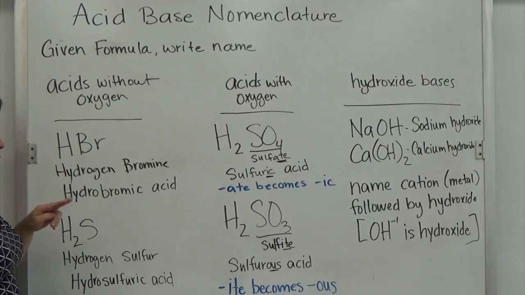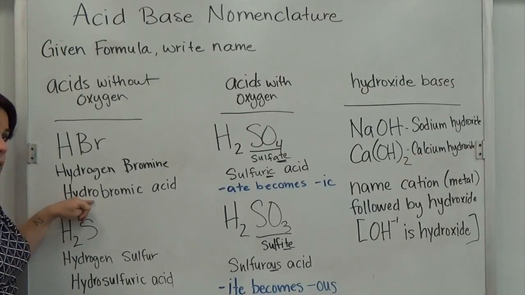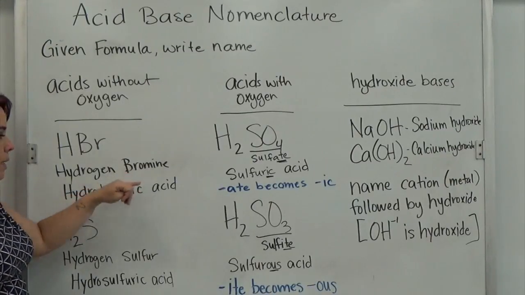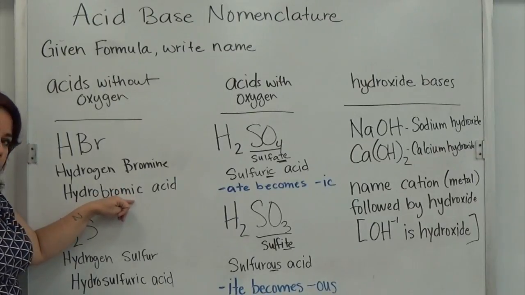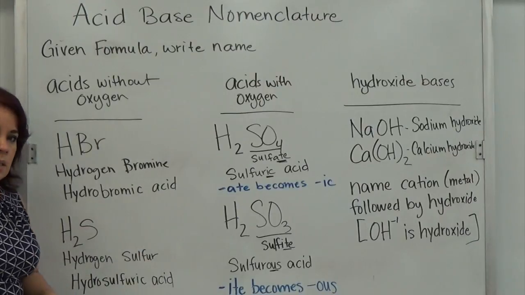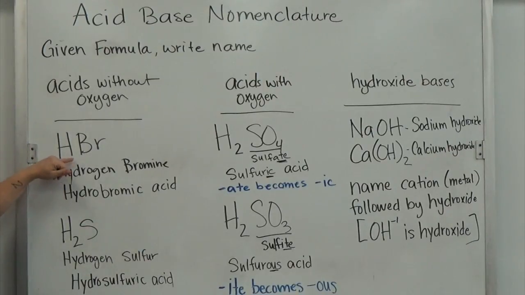I represent the fact that this is an acid by starting my name with hydro. Again, it doesn't have oxygen. I changed bromine to bromic, so instead of IDE, I changed it to IC, and I give it the last name acid. So again, hydrogen combined with a member of group 17 tells me it is an acid.